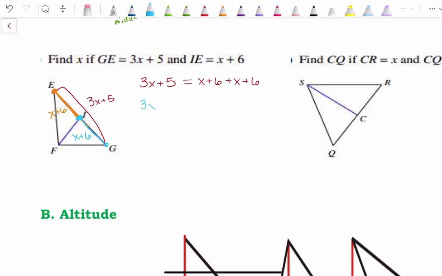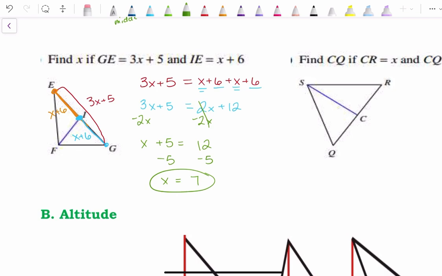So there's nothing to really combine on the left-hand side, so I'll just bring that down. On the right-hand side, I'll combine x with x, which makes 2x, and I'll combine 6 with 6, which makes 12. Then I can solve for x. I'm going to minus 2x over to the other side, so that's 1x plus 5 equals 12, and then we'll minus the 5 over, and x equals 7. And it just asks us to find x, so once we're done finding x, we are good to go.